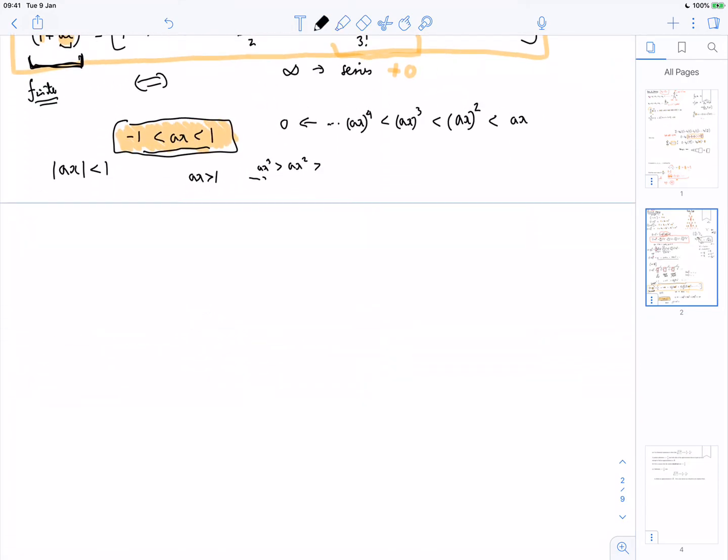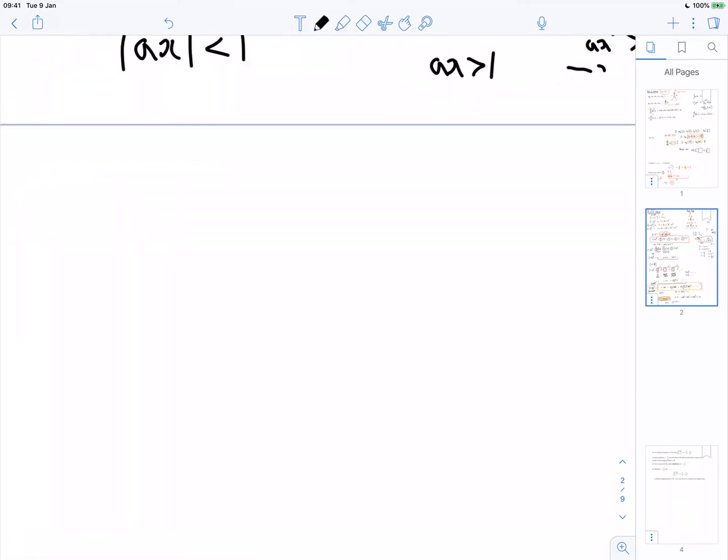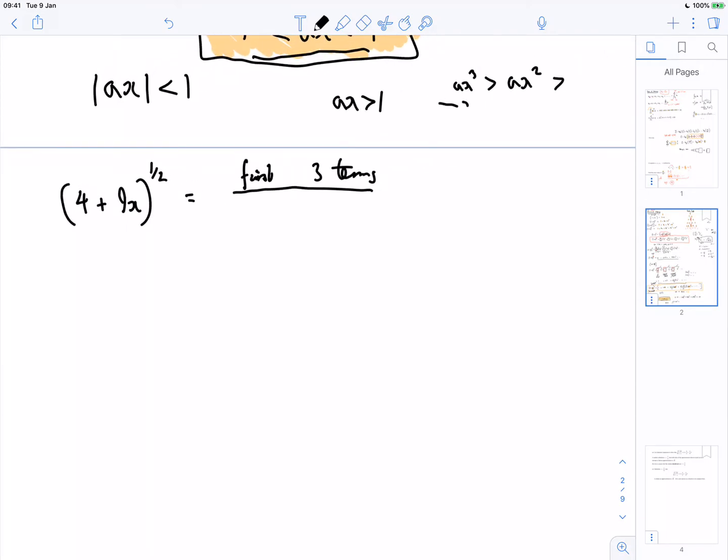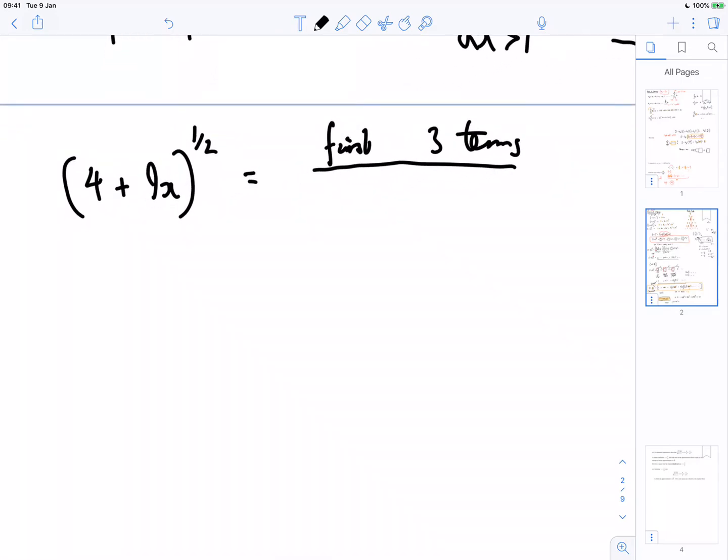So say for example I've got the following. Let's say I've got (4 + 9x) to the power of a half, and I want to expand it for the first 3 terms. And you could do this for 4 terms or 5 terms, as many as you like. There's an infinite amount.